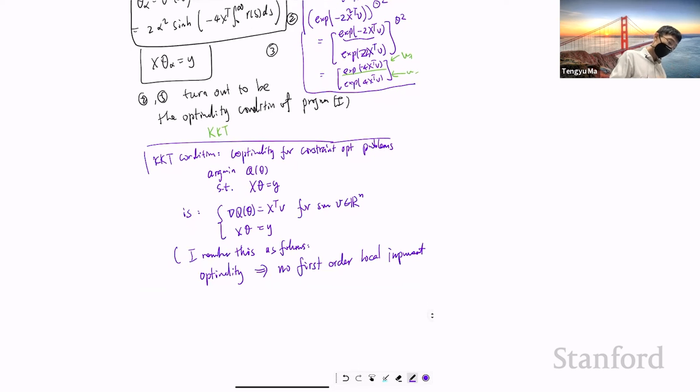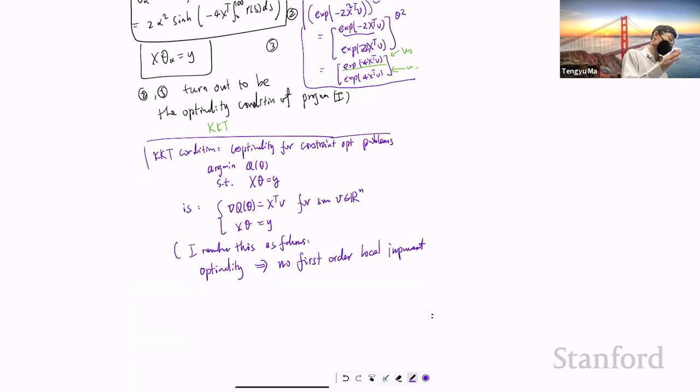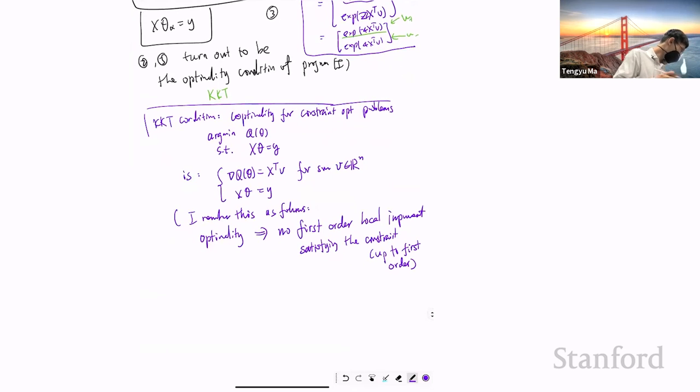But you also have to satisfy the constraint. So you also want no first order local improvement while satisfying the constraint, satisfying it also up to first order, because you may not be able to otherwise. So what does this mean in this case? It means that suppose you consider a perturbation delta theta. This is a perturbation.